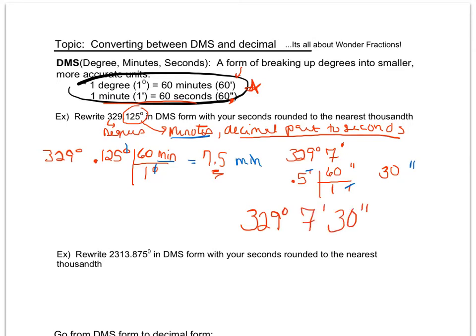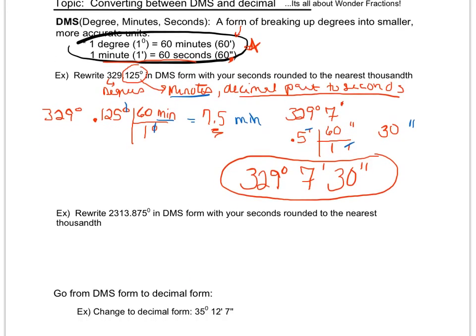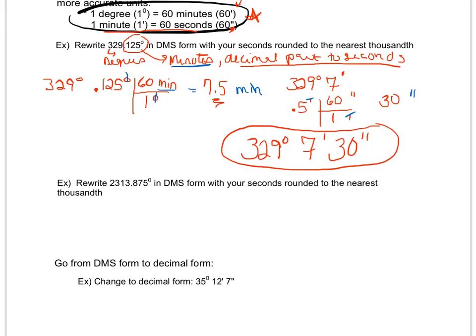And notice my directions said I could round my seconds to the nearest thousandth. Because I got a nice even answer, I don't have to worry about that. I want to look at doing this exact same process one more time. This is a great opportunity for you to pause the video and attempt a problem on your own. All right, so in example 2, I'm taking this 2,313.875 degrees, and I'm going to change it to minutes and seconds.